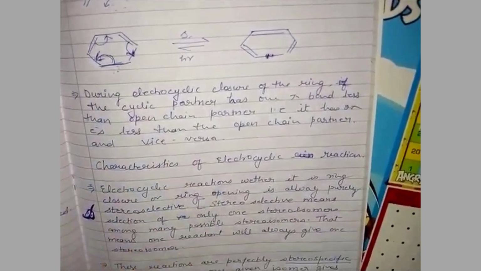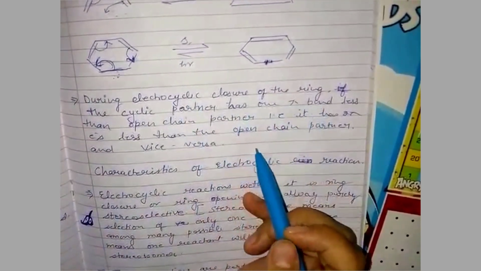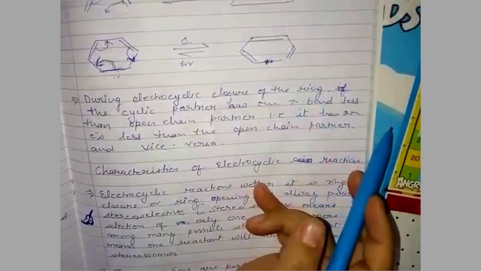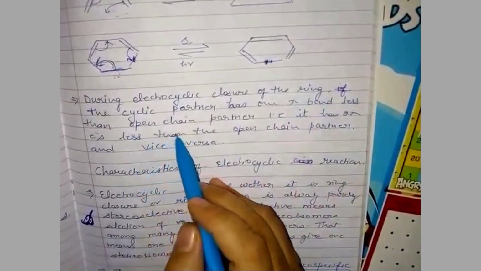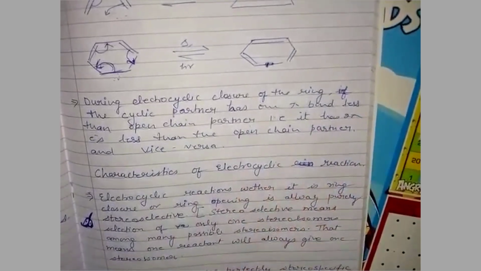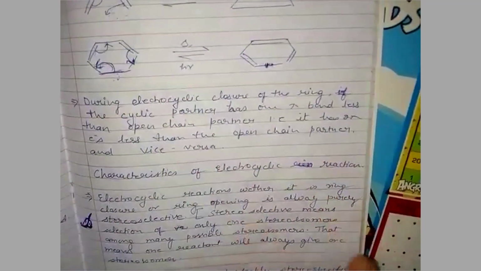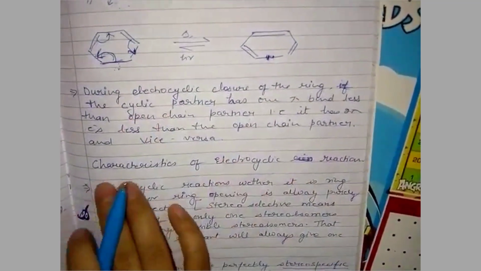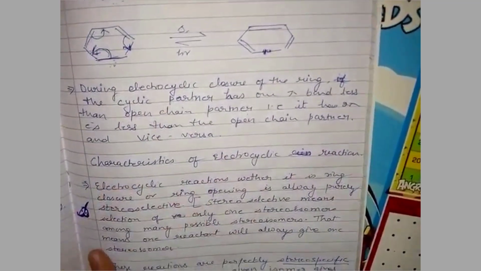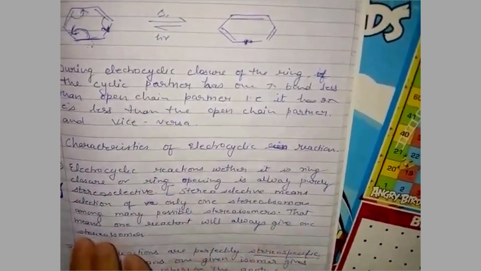Now we can say that during electrocyclic closure of the ring, the cyclic partner has one pi bond less than the open chain partner. That is, it has 2 pi electrons less than the open chain partner. It is a very simple concept, not too much to worry. Now we should know the important characteristics of electrocyclic reactions.